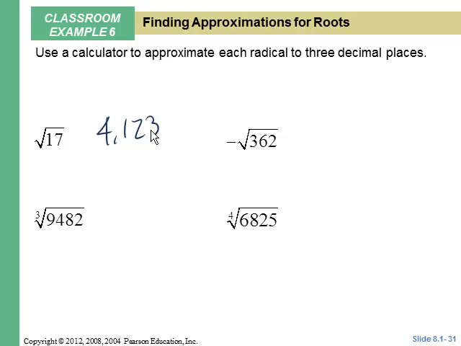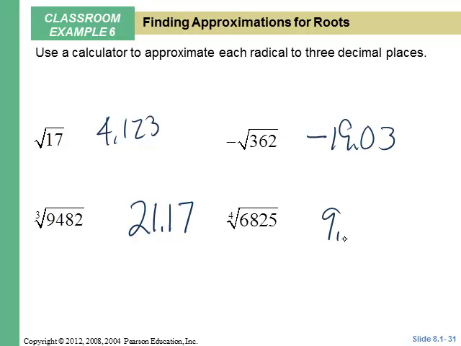So it'll be the square root of 362, which is negative 19.03. Cube root of 9482 is 21.17. And fourth root of 6825 is 9.089.